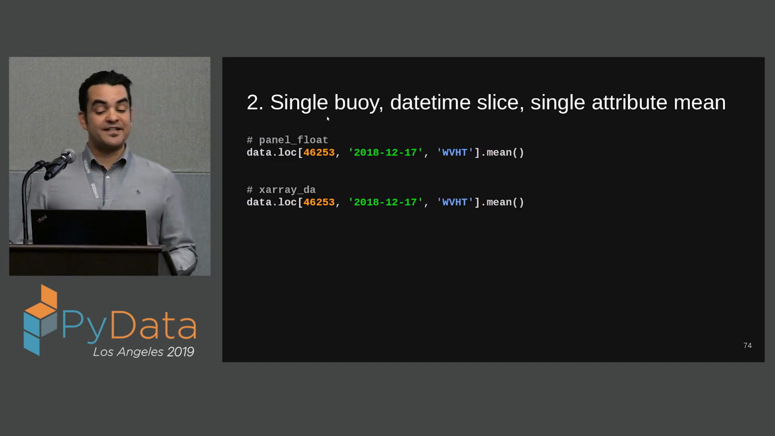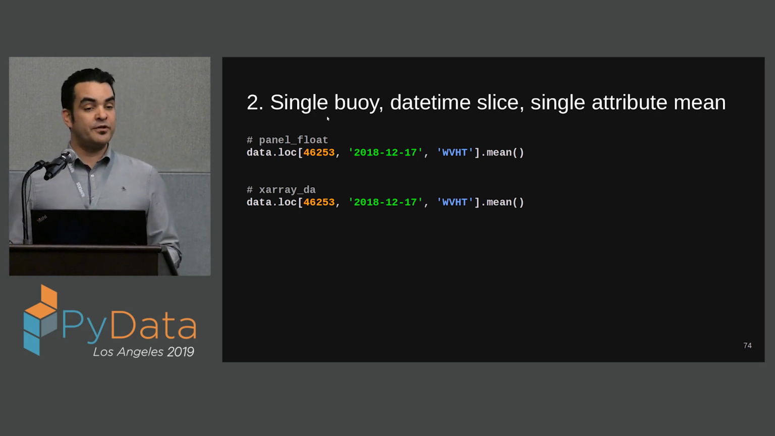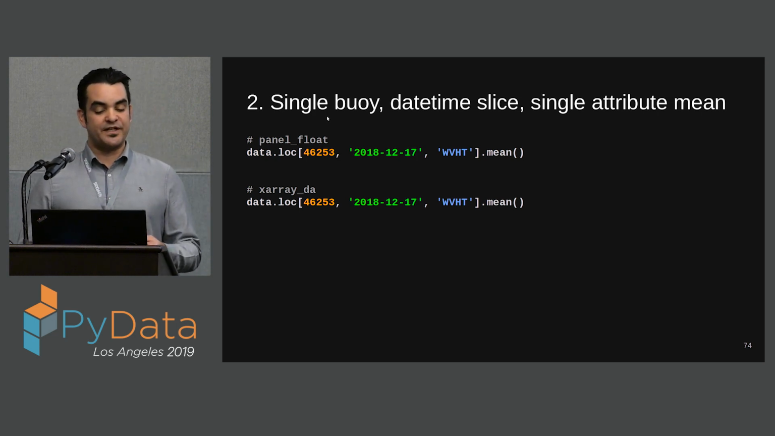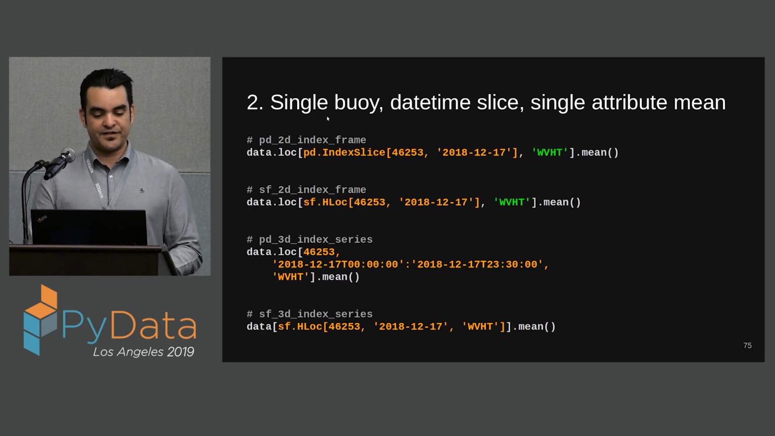Moving on, so if we look at a single buoy, a date time slice, and a single attribute mean. So here we're using a feature of date time indices where we can give it a date and it will select all of the observations across that day. So we're actually picking up a slice of date time observations across an entire day. And this is one of our targeted days, December 17th, by the way. So we can take a mean from both a panel or from an X-array with the same exact interface.